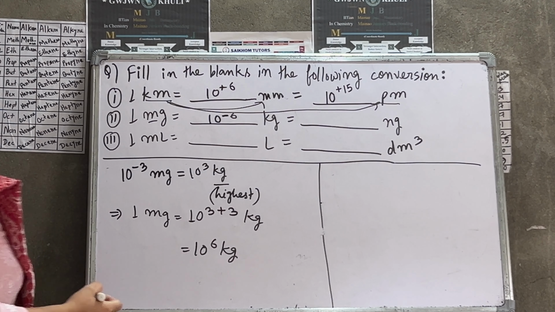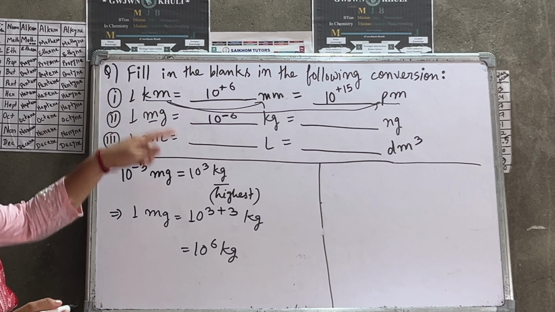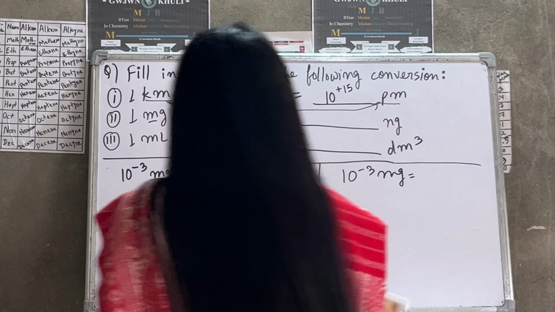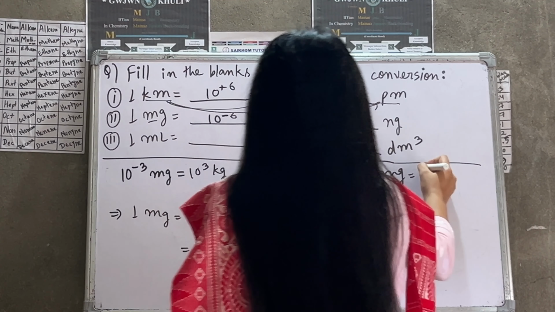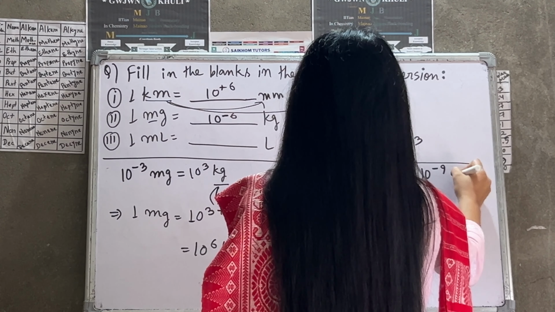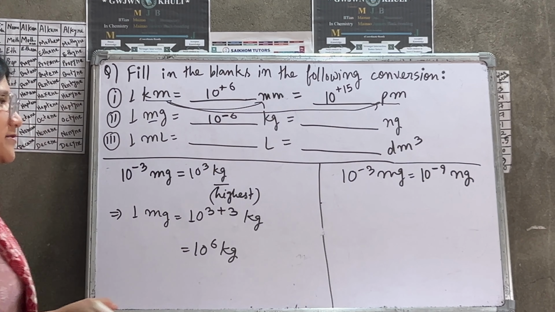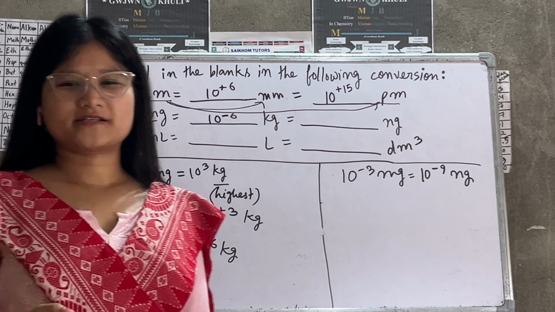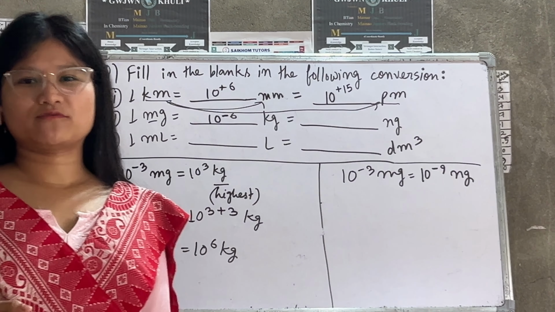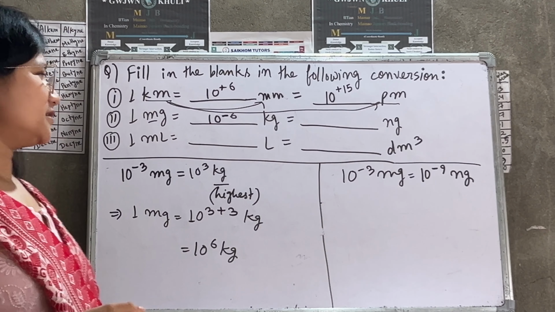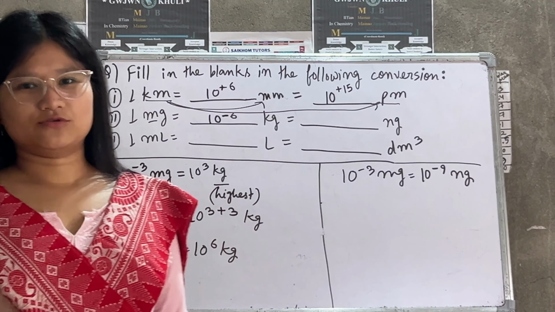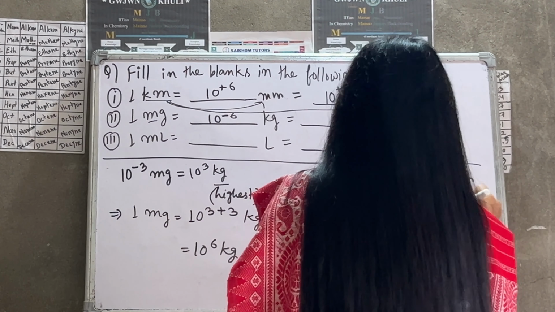And after that, 1 mg to nanogram. Milligram is the same unit, 10 to the power minus 3 mg, and the value of nano is 10 to the power minus 9 nanogram. Clear? So here milligram is minus 3 and nanogram is minus 9. Which one is the least value and which one is the highest value? Nanogram is the least value. This one is the least.